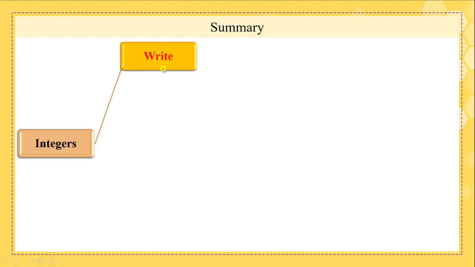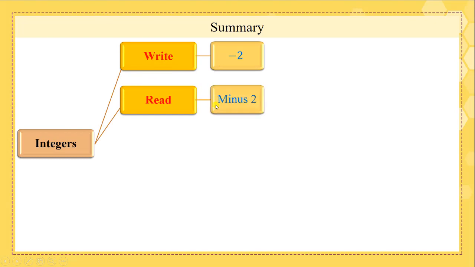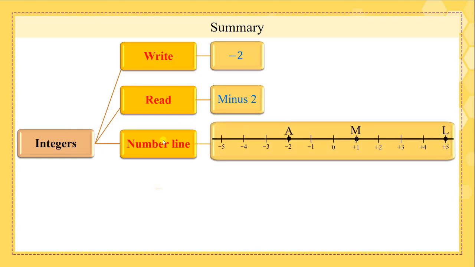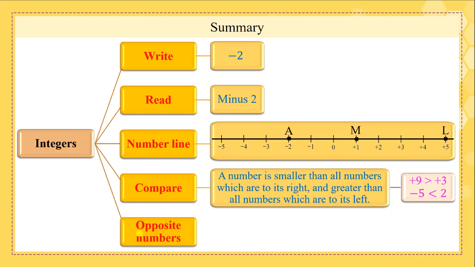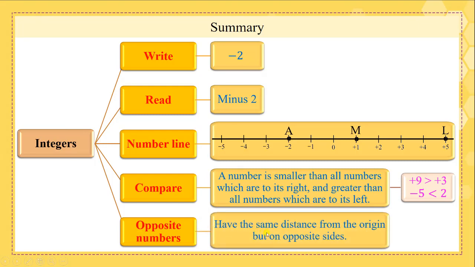To sum up, you learned how to write integers, how to read integers, -2, how to locate positive and negative numbers on the number line, how to compare integers. A number is smaller than all numbers which are to its right and greater than all numbers which are to its left. Examples: +9 is greater than +3, -5 is smaller than 2. And to recognize opposite numbers. They have the same distance from the origin but on opposite sides.